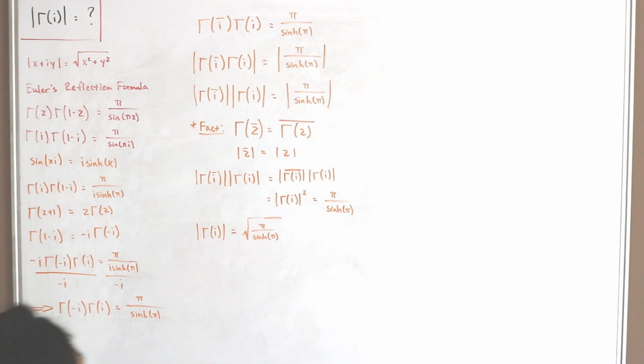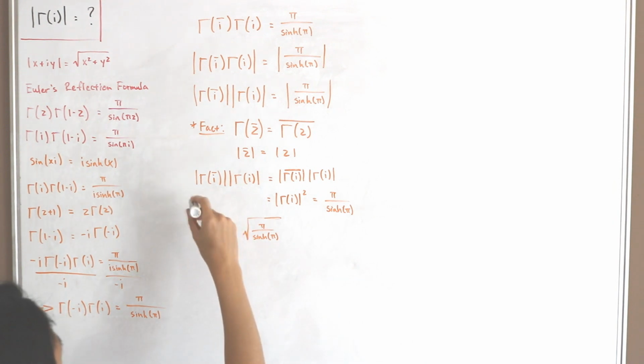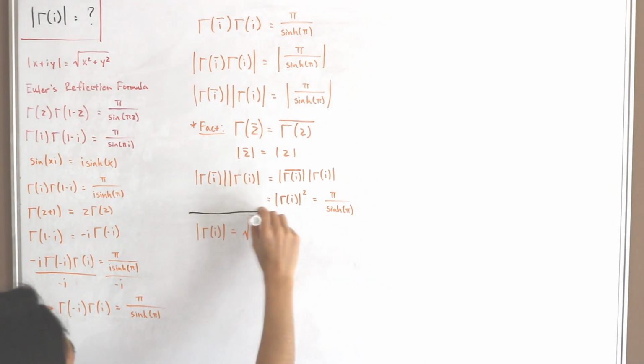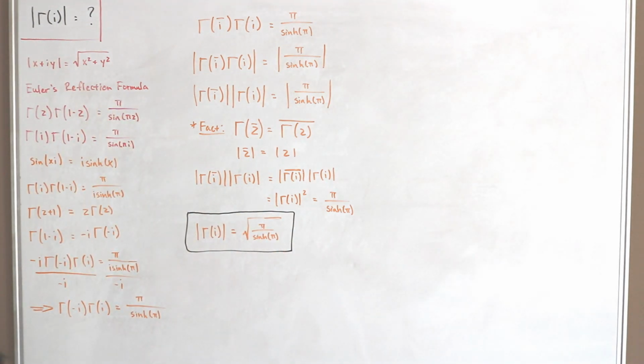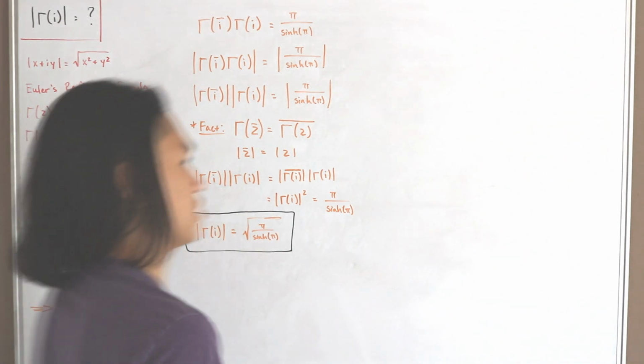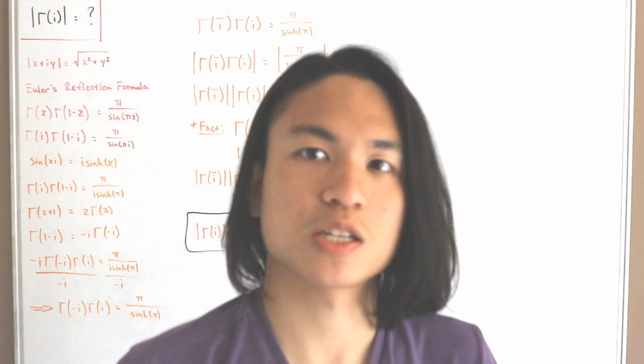And there we have it. That's our answer to the given question up above. The modulus of gamma of i is equal to the square root of pi divided by hyperbolic sine of pi, like so. All right, now that's pretty cool if you ask me.